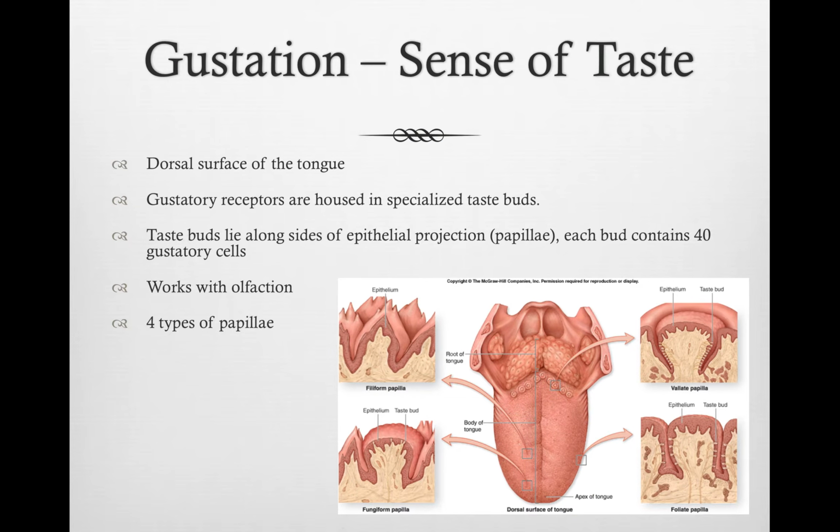All right, so let's first start talking about taste. This is referred to as gustation, and we find this entirely on the dorsal surface of the tongue. The gustatory receptors are housed in specialized groupings of cells that we call taste buds. Taste buds lie along the sides of epithelial projections that we often refer to as papillae. Here again is this term we see once more, papillae. Each bud contains about 40 gustatory cells.